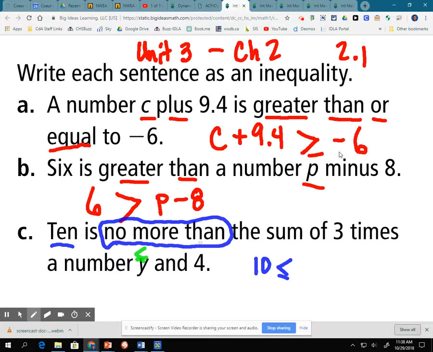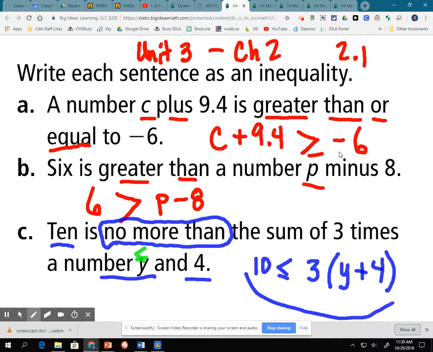10 is less than or equal to the sum, that's the addition of what? The sum of 3 times a number. Well, ignore the 3 times amount to begin with. And then it says the sum of a number and 4. So let's do that first. Sum of a number and 4, a number y. And then it's going to be 3 times that number. So we write parentheses around it because it's going to be 3 times a number y and 4 added together. That's the sum. The wording on that last part is, this particular example is kind of goofy, a little weird, a little challenging, but that is our final answer on that one.